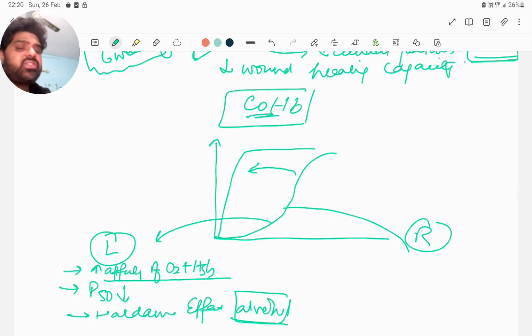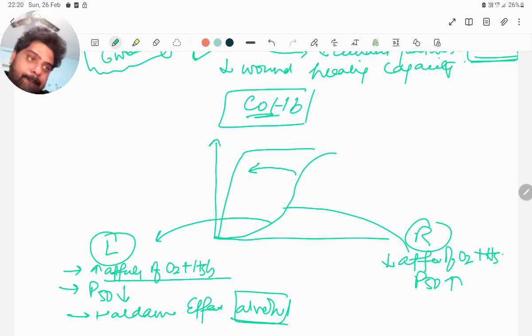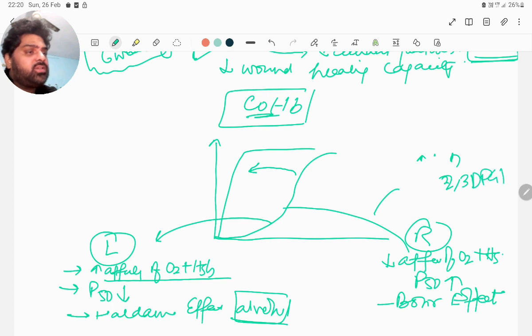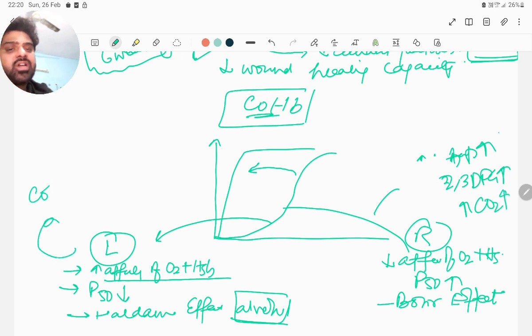Now just opposite, in the right side, there will be decreased affinity of oxygen with hemoglobin, or we can say P50 will increase. And this effect will be called Bohr's effect. Which effect? Bohr's effect. Now, the causes for the right shift we all know are increased temperature, 2-3 DPG increase, increased CO2. And here the causes are carboxyhemoglobin, decreased temperature, decreased 2-3 DPG.